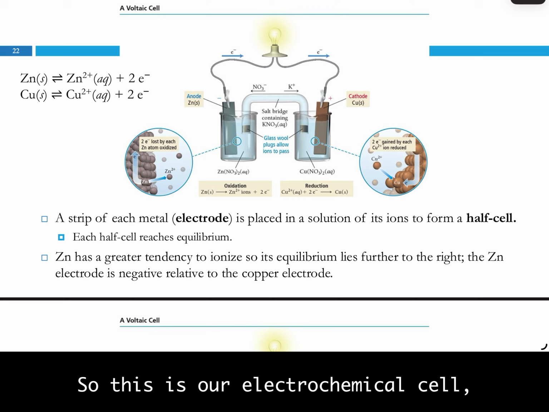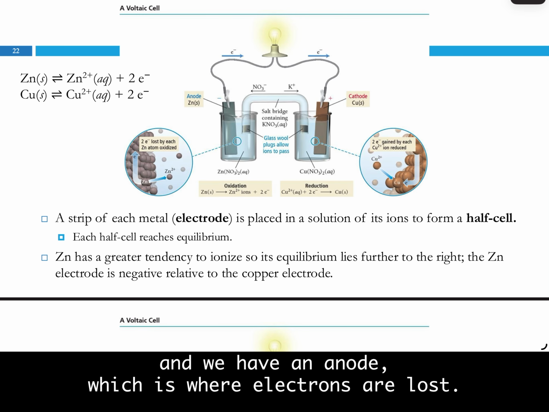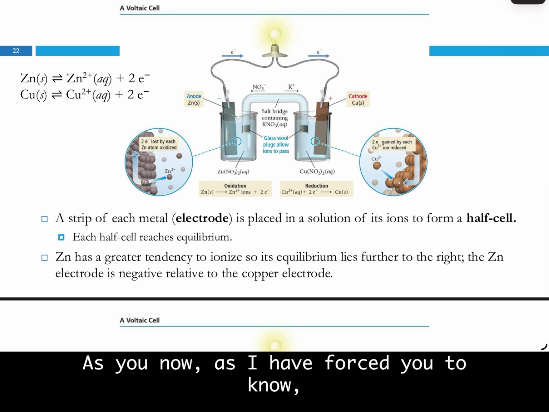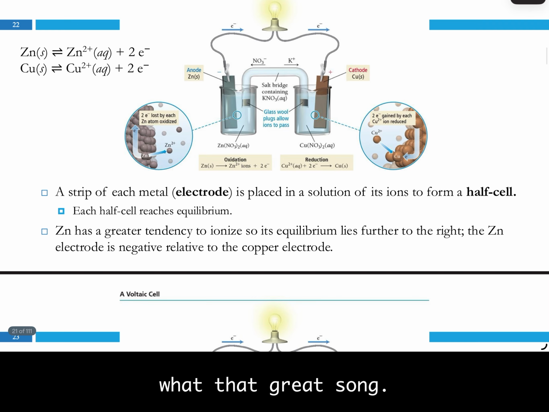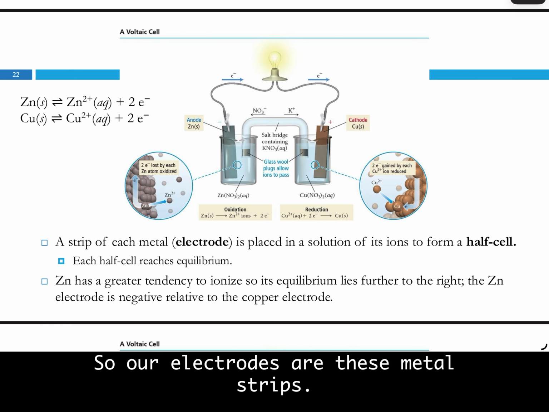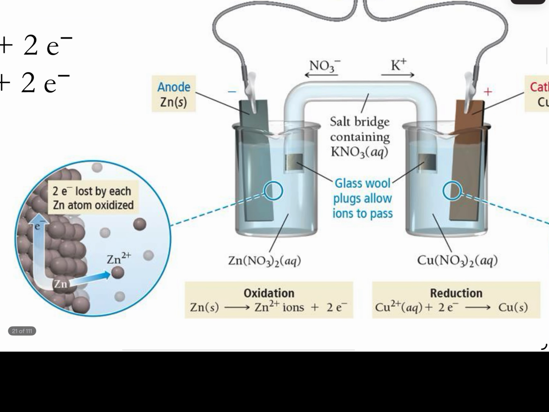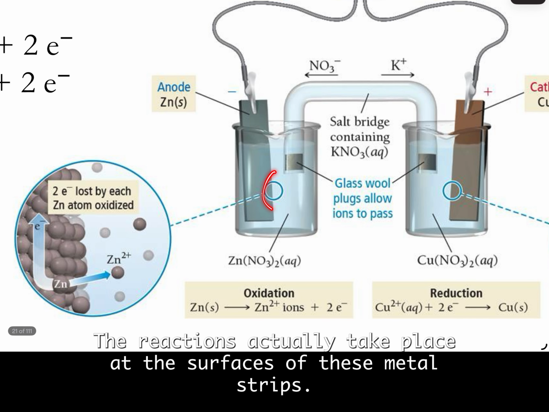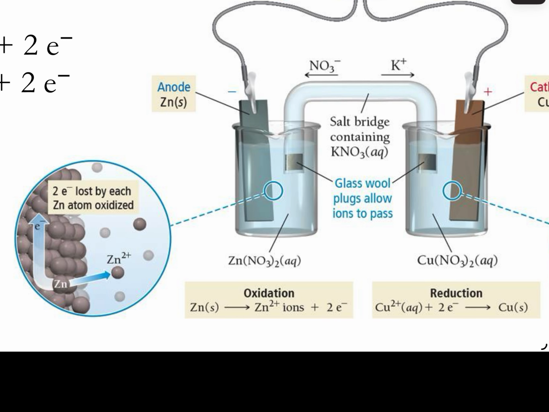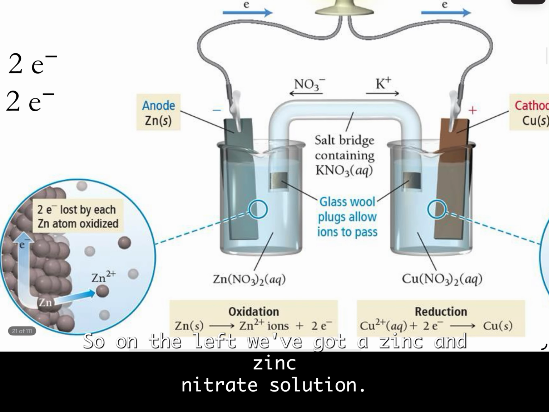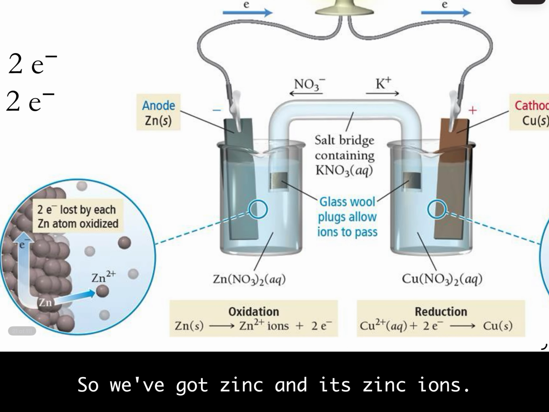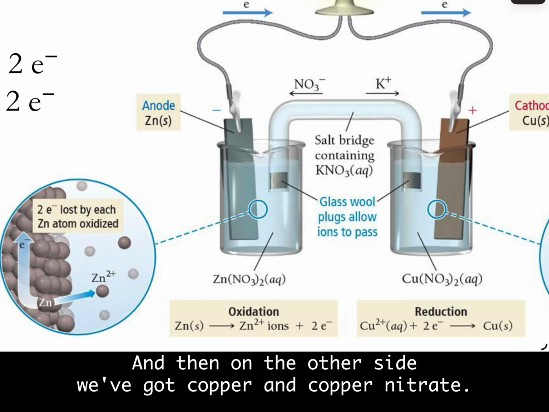So this is our electrochemical cell, and we have an anode, which is where electrons are lost, as I have forced you to know with that great song. So our electrodes are these metal strips. The reactions actually take place at the surfaces of these metal strips. And then to separate these things, we've put them into two separate solutions. So on the left, we've got zinc and zinc nitrate solution, so zinc and its zinc ions. And then on the other side, we've got copper and copper nitrate.